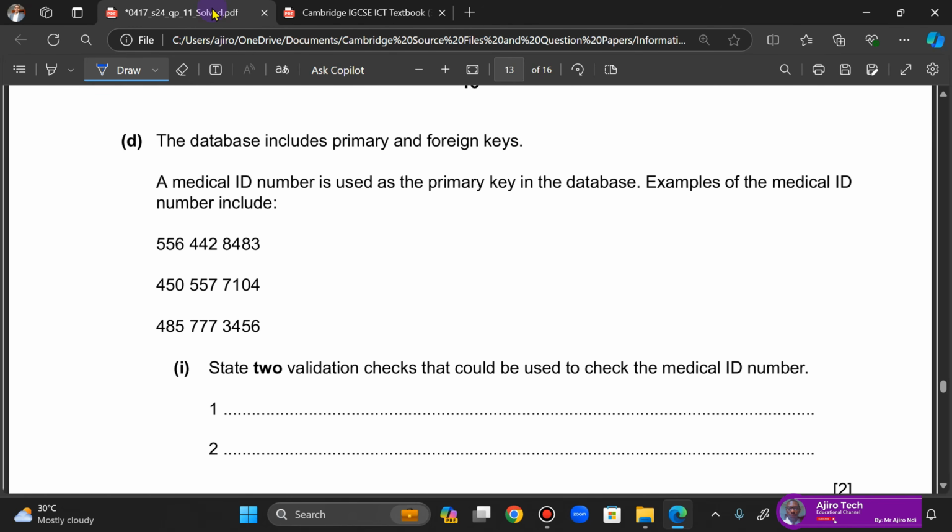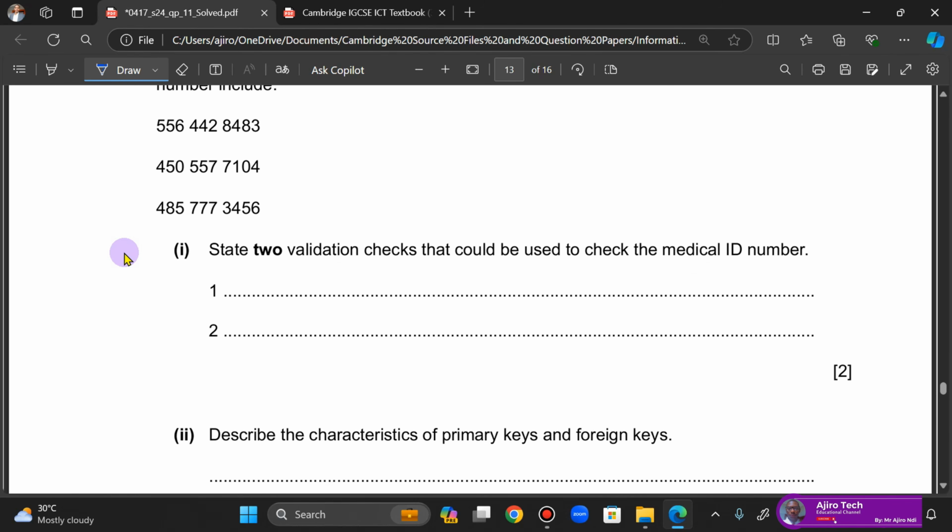The database includes primary and foreign key. The medical ID number is used as the primary key. It's used as the primary key in the database. Examples of the medical ID number include, so these are the medical ID number. State 2 validation checks that will be used to check the medical ID number.